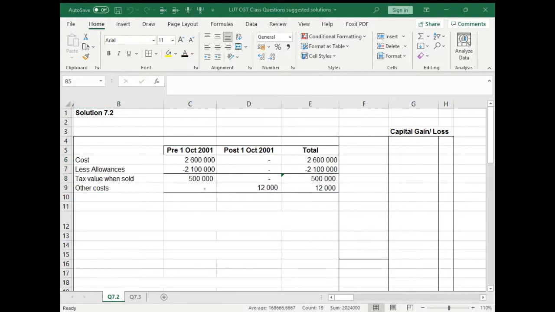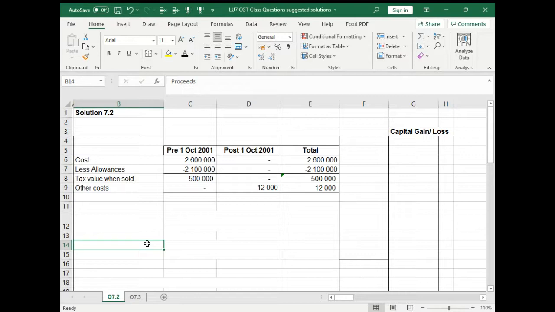Okay, so the first thing we have to do is work out what is the pre-1 October cost and what is the post-1 October cost, to work out the total cost. So let me put it here on the board so that you guys can see it as well. Okay, so what you do is you say what was the original cost less any allowances.